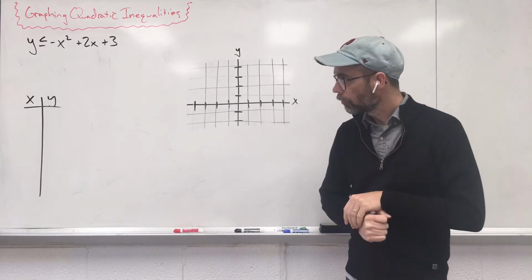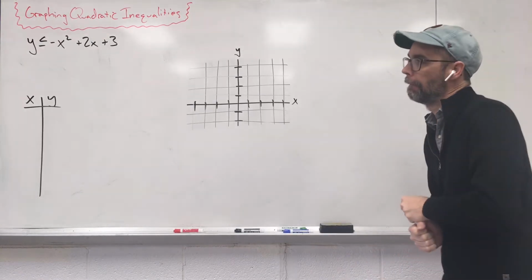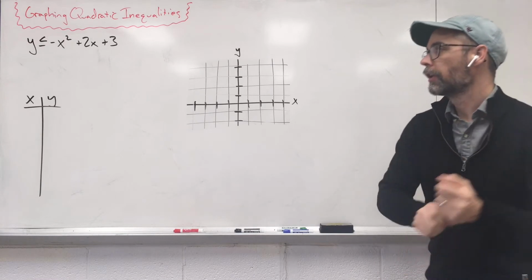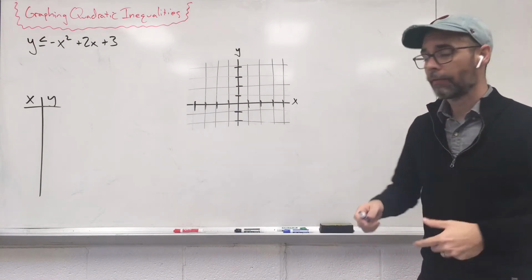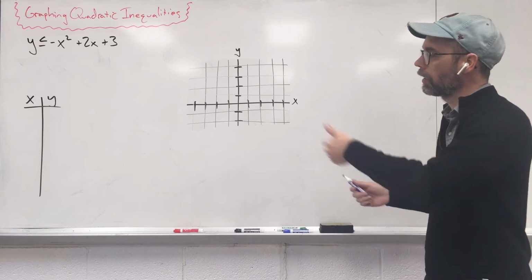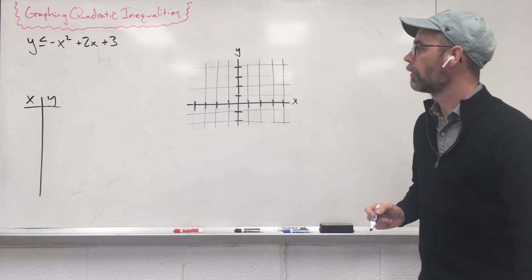Hi, we're going to graph a quadratic inequality. So just like a parabola with an equal sign, the only difference is we're going to have either a solid line or a dashed line, and we've got to color and shade in one side or the other.